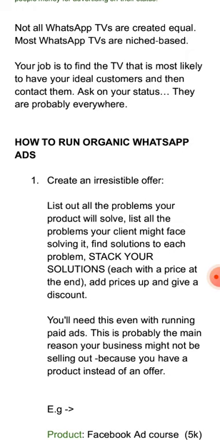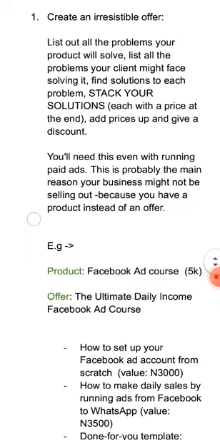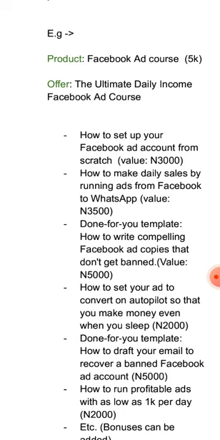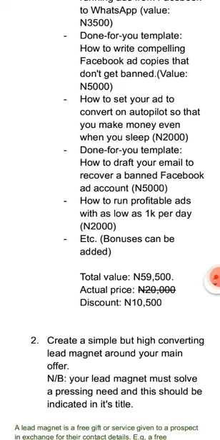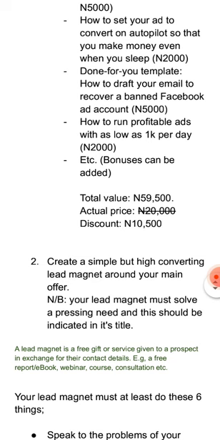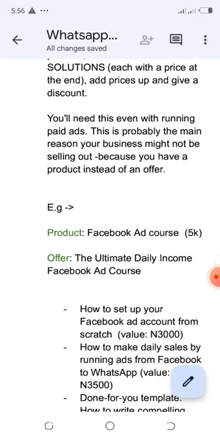Let's look at an example first, then I'll come back. A product is something like a Facebook ad course for 5,000 naira. But an offer is the ultimate daily income Facebook ad course. The price here is 10,500 naira. Both of them will probably teach you the same thing, but one person is charging twice the amount of the other, because this person has a product, and the other has an offer.